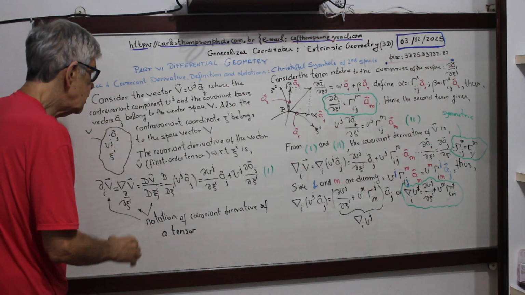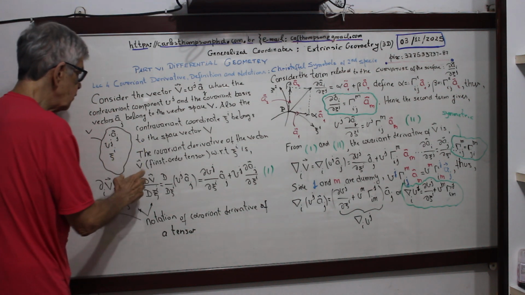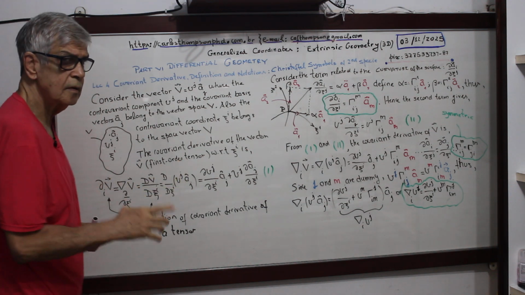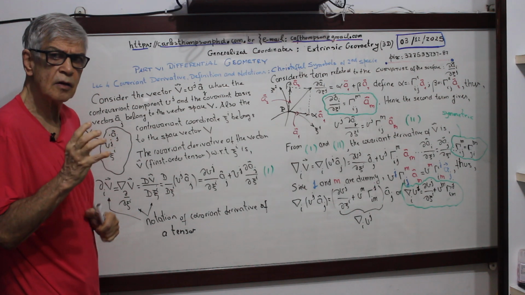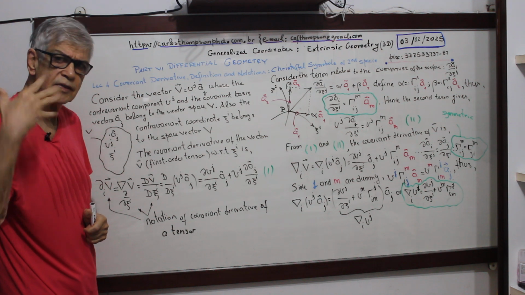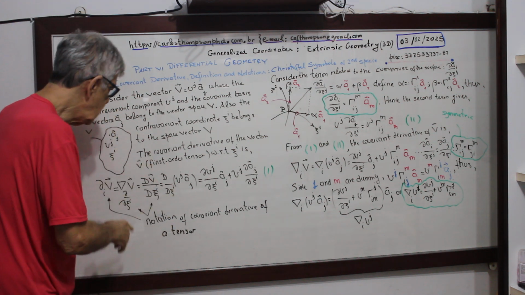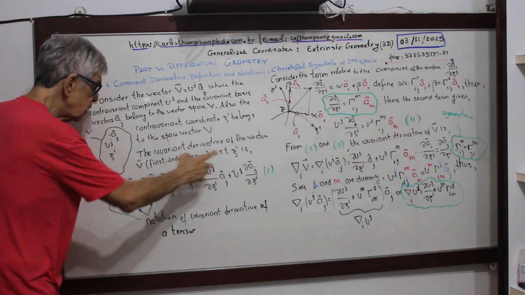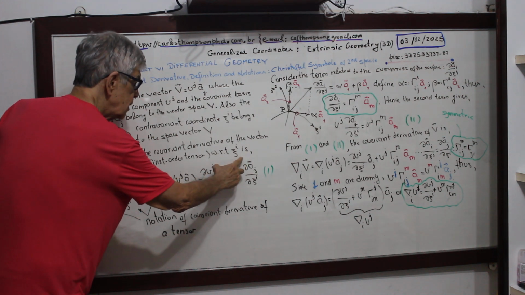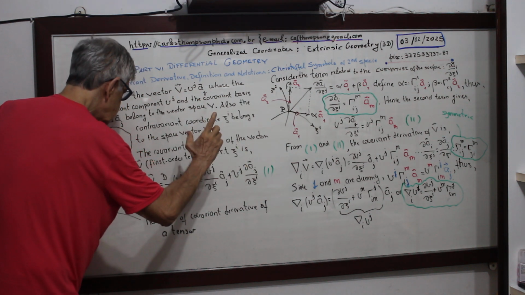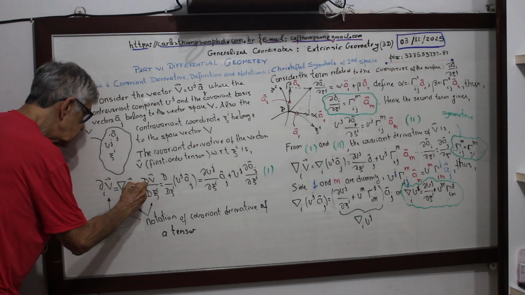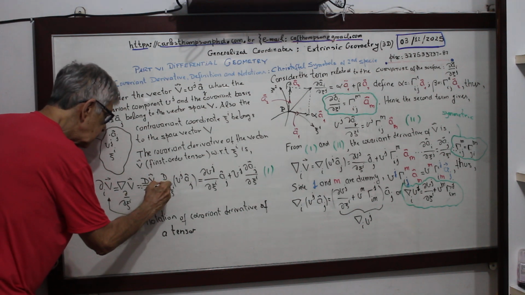Now, the covariant derivative of the vector V, attention now, V is a first order tensor, okay? Remember the scalar is a zeroth order tensor, and there is a tensor of second order, third order, and so on. So V is a first order tensor with respect to Xi, the upper indices. This is by definition, okay? There is no question about this.